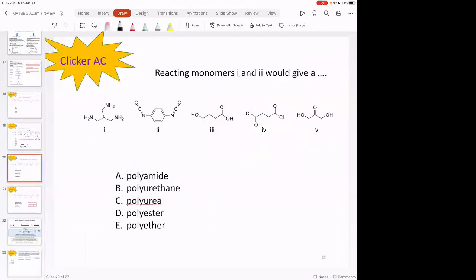Let's keep going. Another clicker question. Reacting monomers 1 and 2 would give, well, I'm glad I didn't draw that out. What polymer do I get when I react 1 and 2? All right, we got 57 last time, so I'm expecting 57 again.